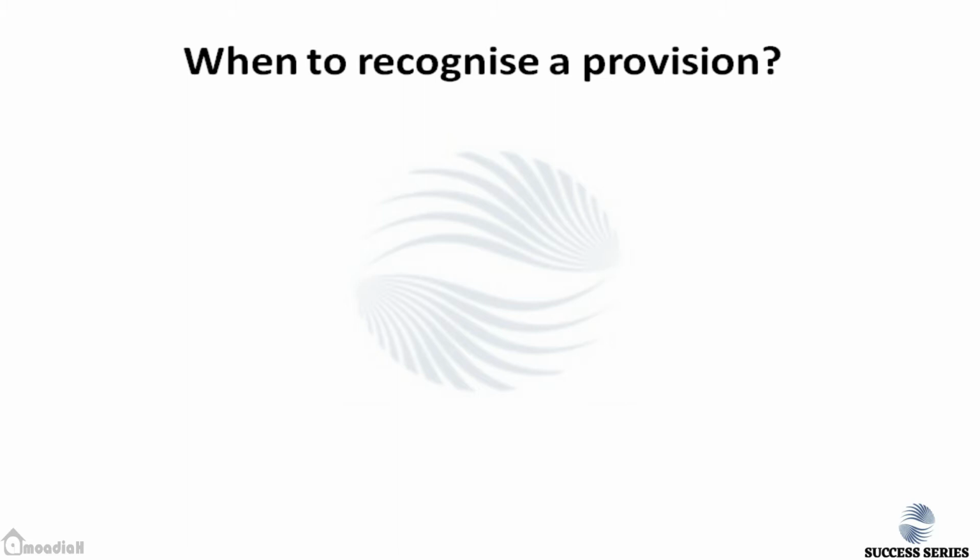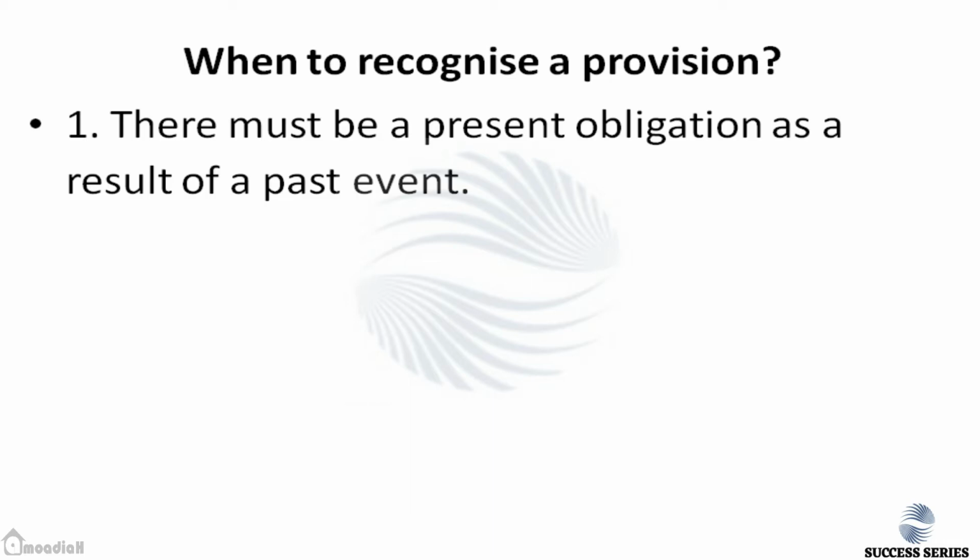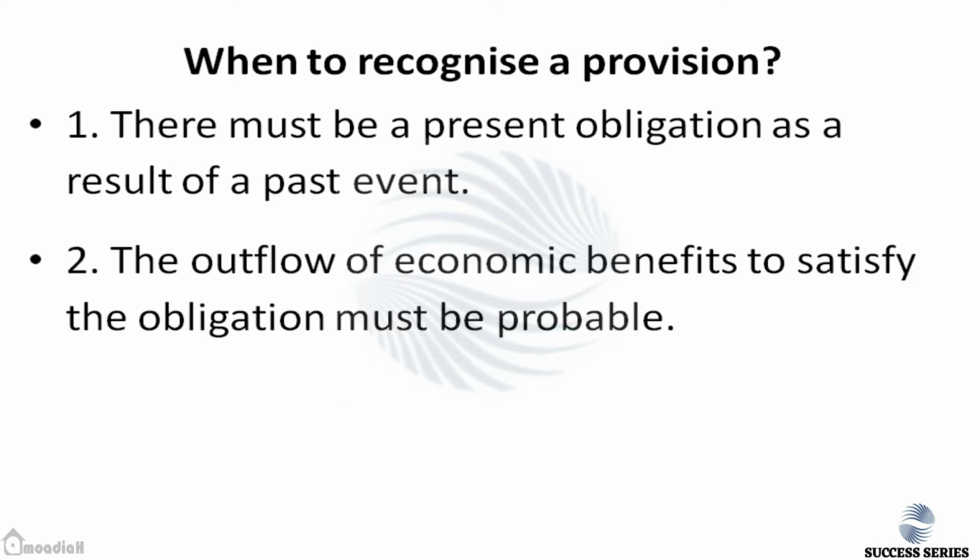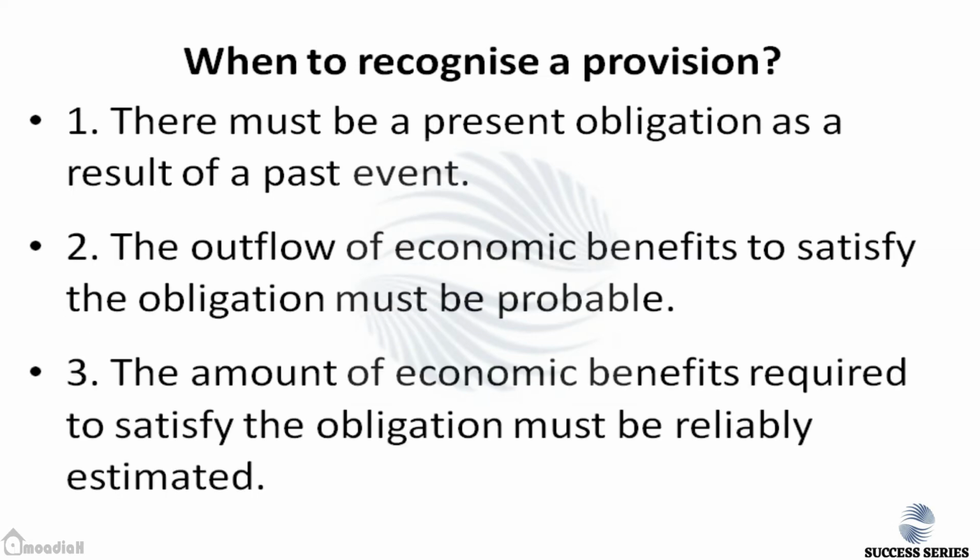Now let's look at when we are required to recognize a provision, or the criteria to look out for when you need to recognize a provision. There are three criteria for recognizing a provision. The first is that there must be a present obligation as a result of a past event. The second is that the outflow of economic benefit to satisfy the obligation must be probable. This implies that the likelihood of the event should be more than 50% chance of occurring. The third is that the amount of economic benefit required to satisfy the obligation must be reliably estimated.